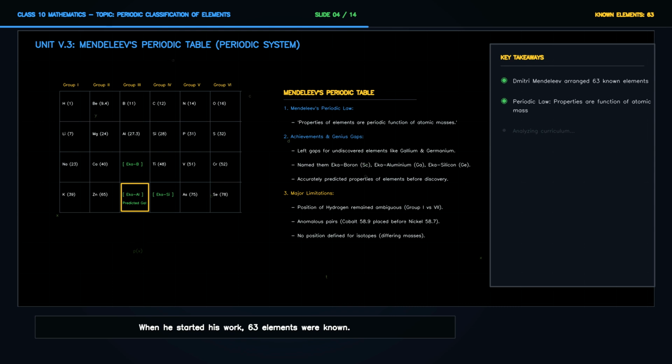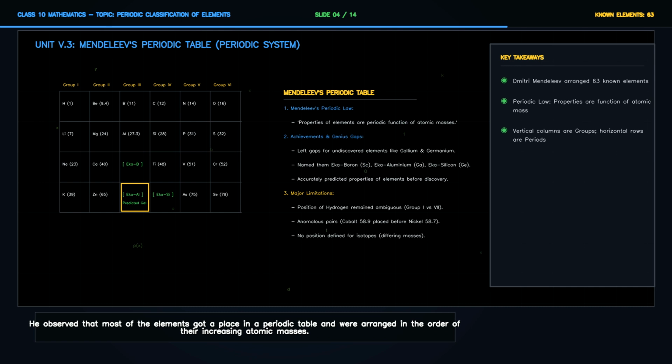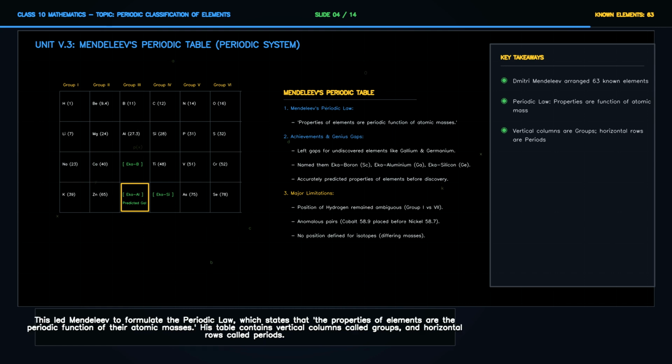He observed that most of the elements got a place in a periodic table and were arranged in the order of their increasing atomic masses. This led Mendeleev to formulate the periodic law, which states that the properties of elements are the periodic function of their atomic masses. His table contains vertical columns called groups and horizontal rows called periods.